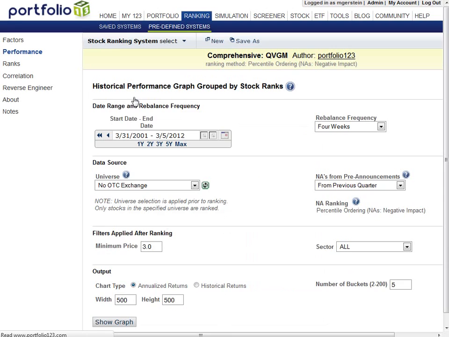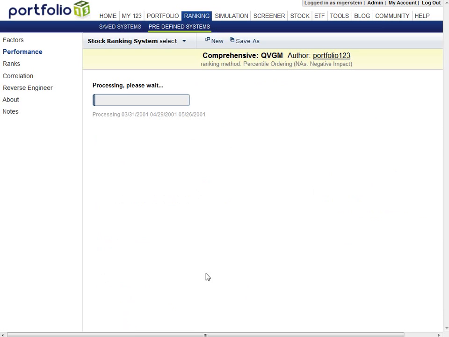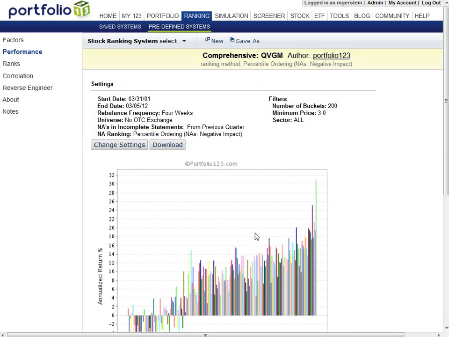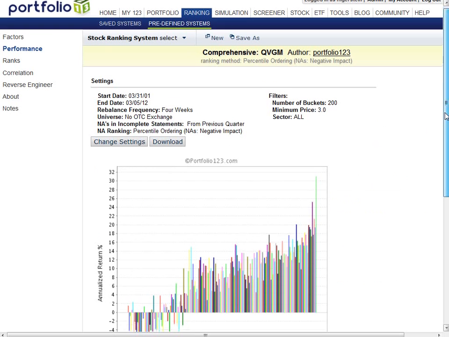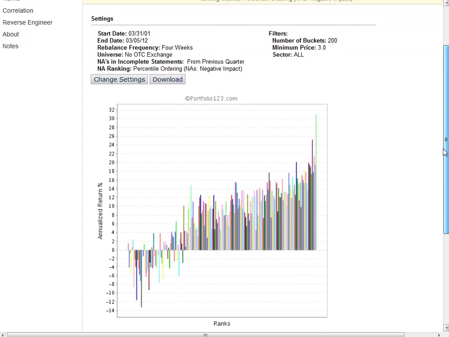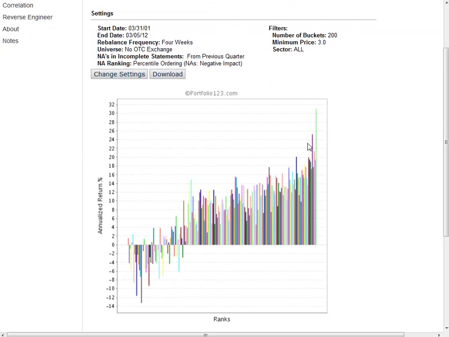Now, we can also go in the other direction. The greatest number of buckets we can handle is 200, which means that each bucket would consist of 0.5% of the universe, a very small number of stocks. We see that the very highest buckets still outperform the lower buckets, especially the worst buckets, so it confirms that the system has promise. But this is a very, very hard chart to really look at in this area.